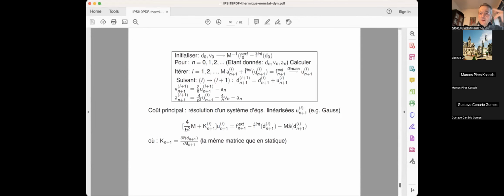In particular, I'm computing my incremental displacement. So at every iteration, I'm updating the displacement, I'm updating the velocity, and I'm updating the acceleration. The main cost is really solving this set of equations every time. If I want to use Newton, I have to have this tangent stiffness and so on and so forth.